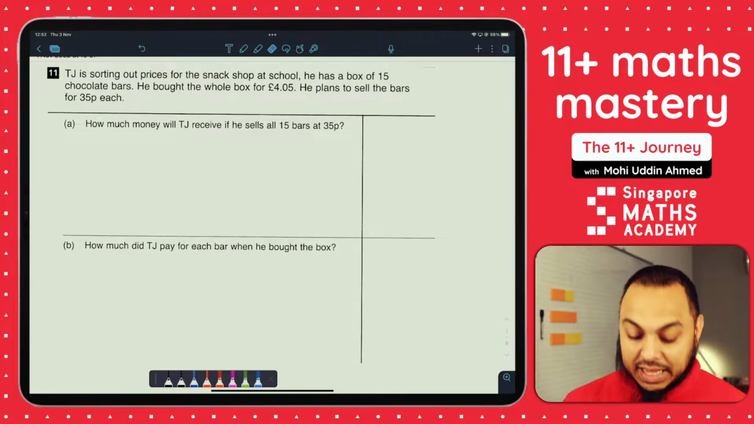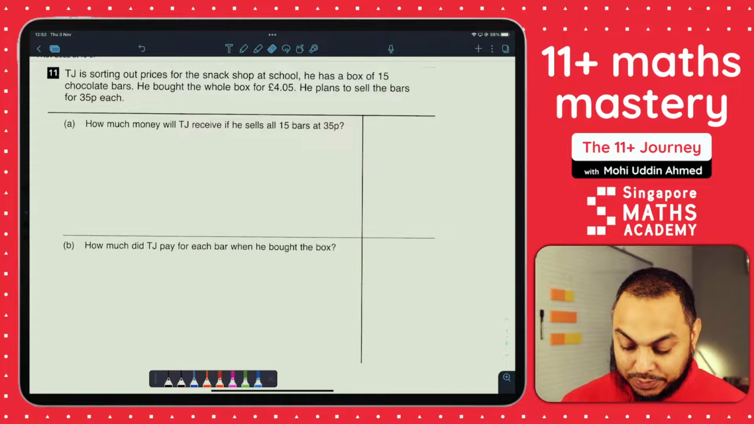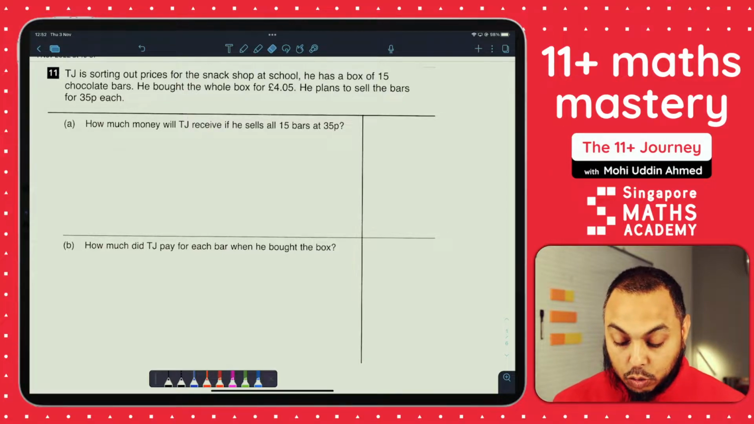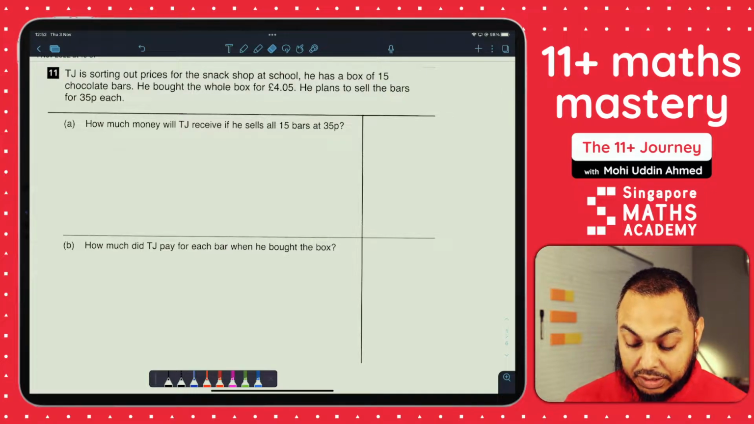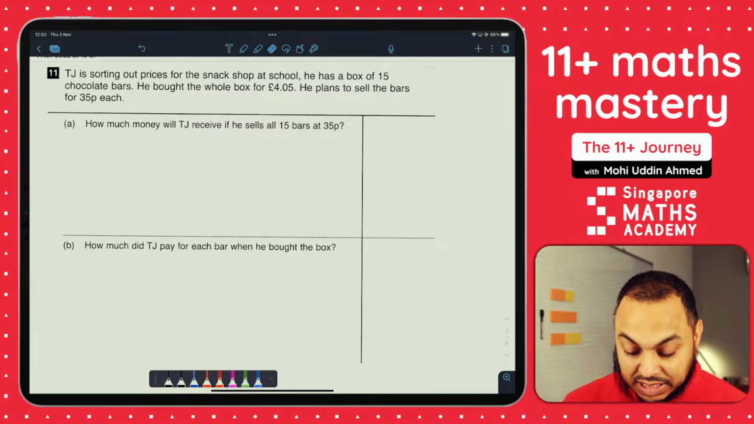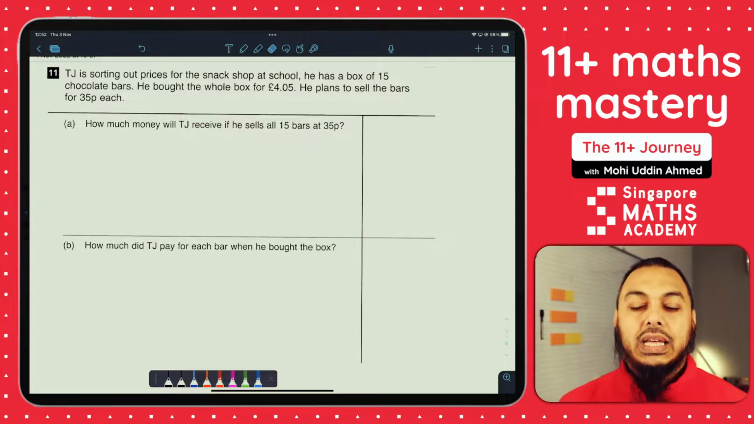So it says here, TJ is sorting out prices for a snack shop at school. He has a box of 15 chocolate bars. He bought the whole box for £4 and 5p. He plans to sell the bars for 35p each. The first question is, how much will TJ receive if he sells 15 bars at 35p?